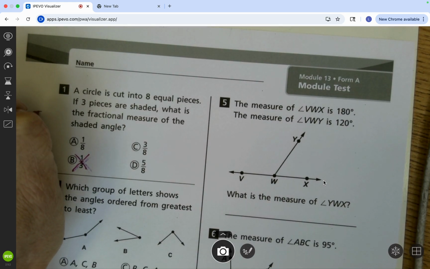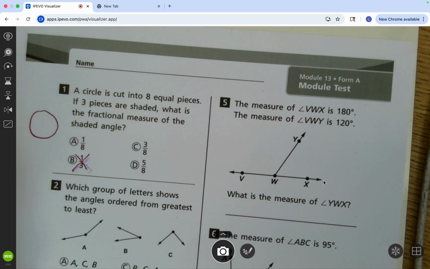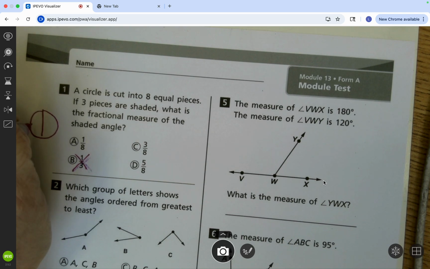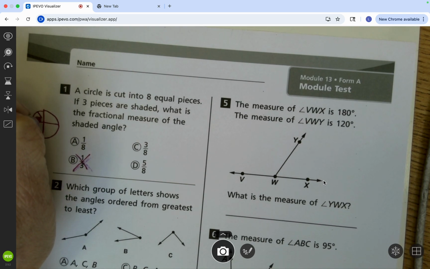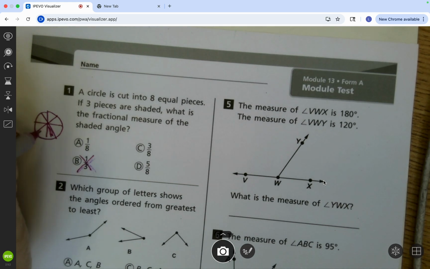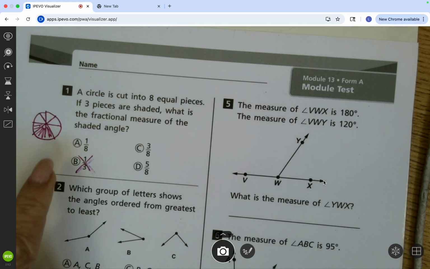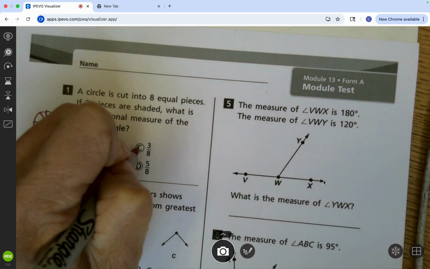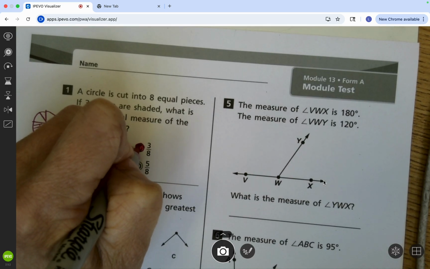So if I have a pizza, these are my 8 slices. These aren't very even. That's okay. And 3 are shaded. Look at this. We would write this 3/8. Voila. Okay.